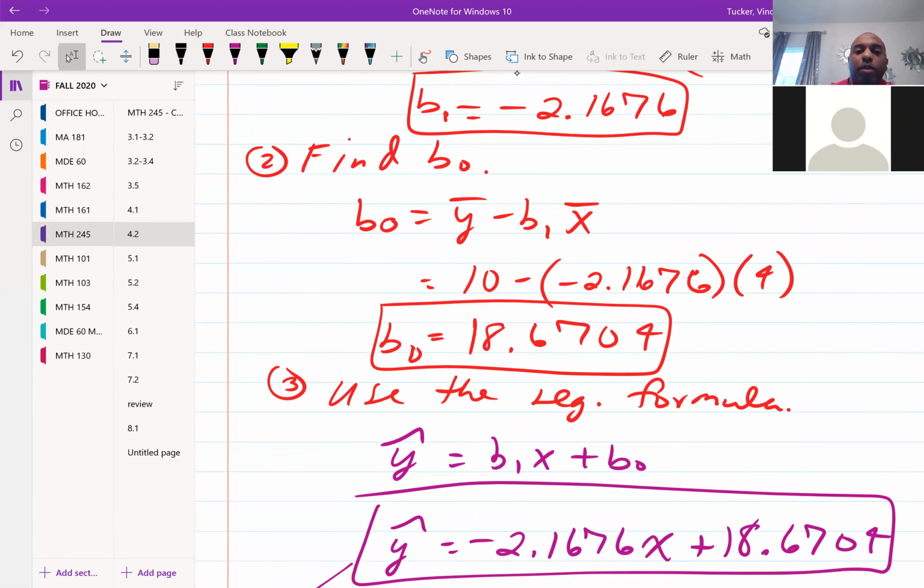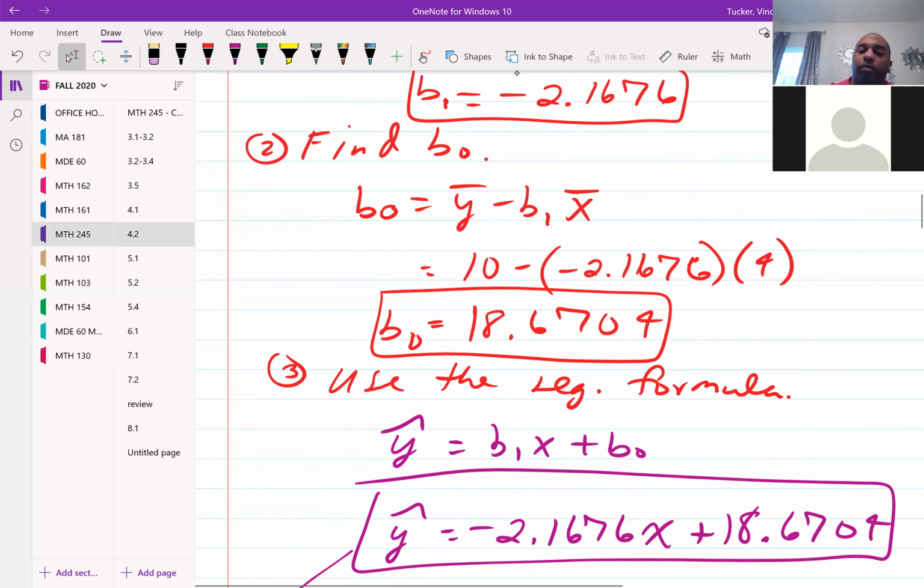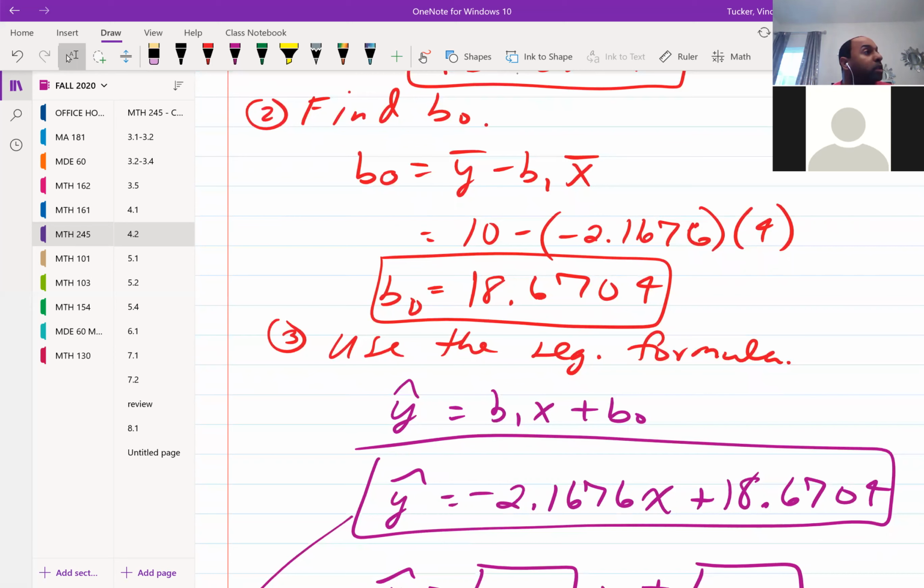Right, so if we put B1 and B0 into the equation, the equation is right here. Y bar is equal to B1x plus B0, and that's going to be Y bar equal to negative 2.1676x plus 18.6704.